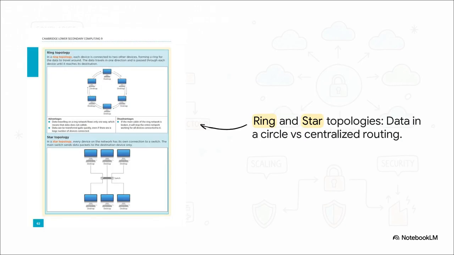Next up, we have ring and star topologies. In a ring topology, which is the one on the top, data travels in a literal circle. It moves in just one direction, passing through each computer until it reaches its destination. But the star topology on the bottom, that is what modern networks really rely on today. Notice how every single device has its own dedicated cable connecting it directly to a central switch?